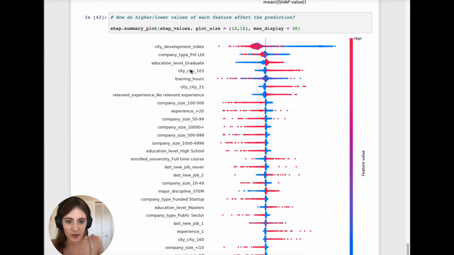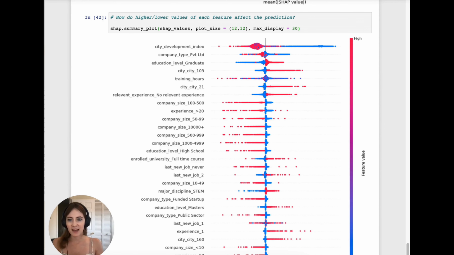We can see those with graduate degrees are more likely to be looking, and those in City 21 are more likely to be looking. Perhaps the cost of living there is increasing. Remember that these are categorical columns that we transformed into dummies. So for example, city_21 is either a 0 or 1 numeric indicator value. So the red is the high, the 1 value, representing everyone who lives there, and the low value is 0, which is blue, representing everyone who does not live there.